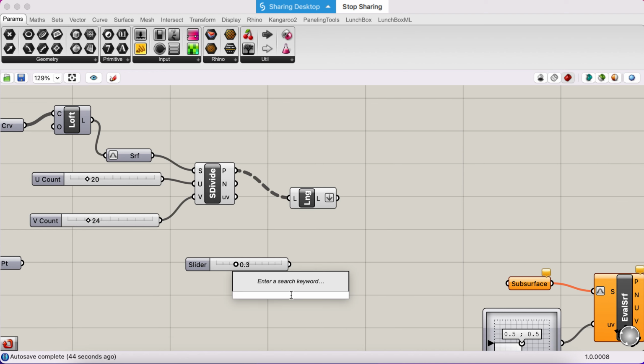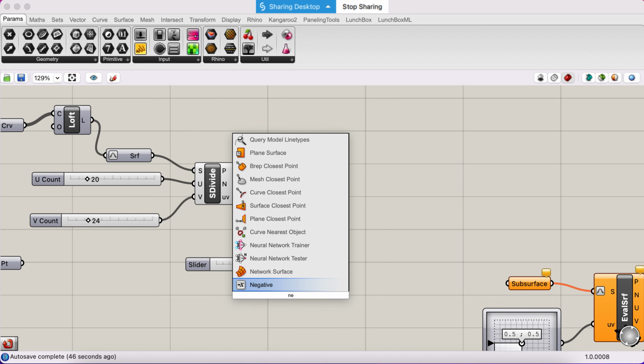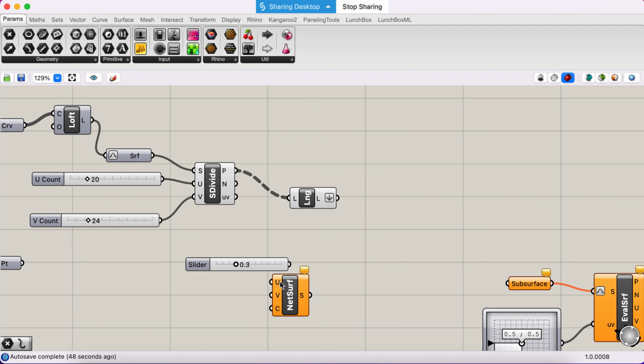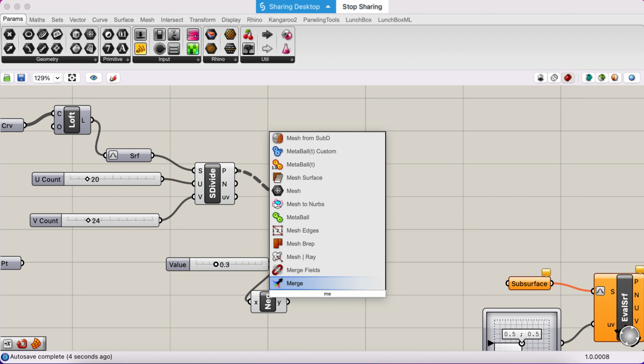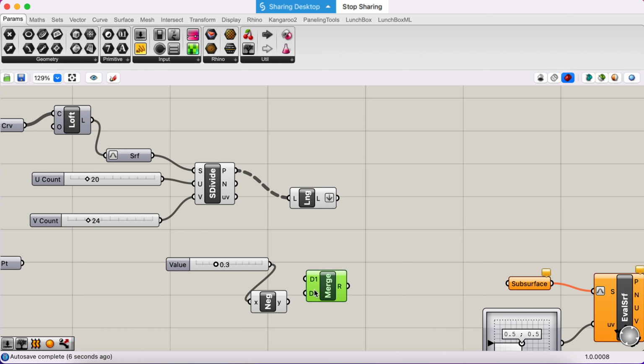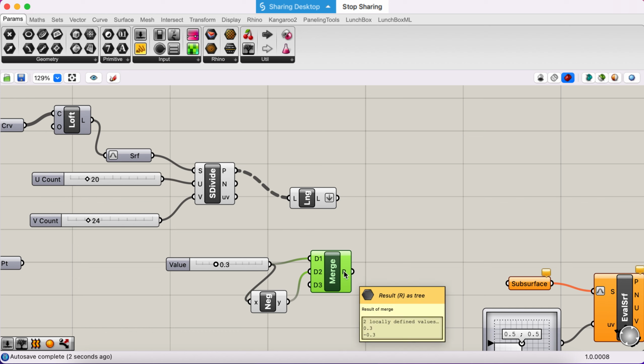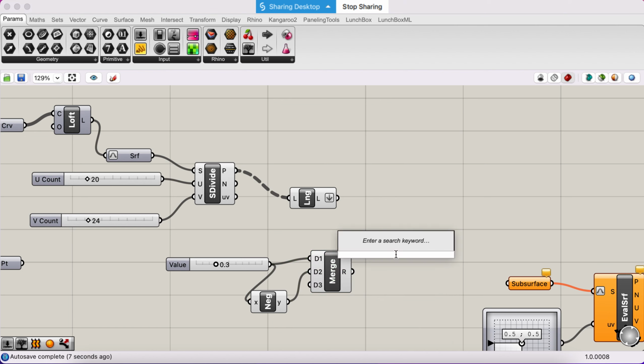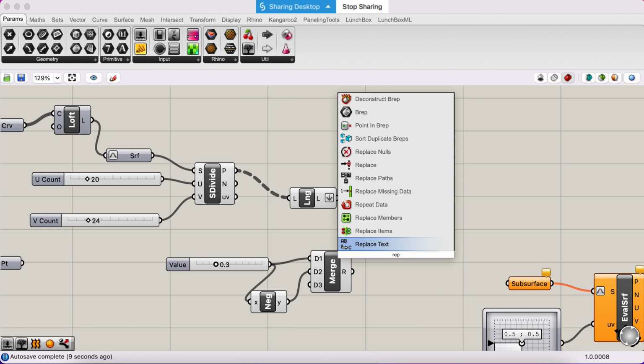So I'm using Negative to bring the negative. Negative gets the value of the slider and makes that value negative. Now, I want to use Merge to create that pattern. The first value is going to be the plus, and then the negative value will be the minus. If you look here, I have a value of 0.3 and then minus 0.3. All I need to do right now is repeat that.